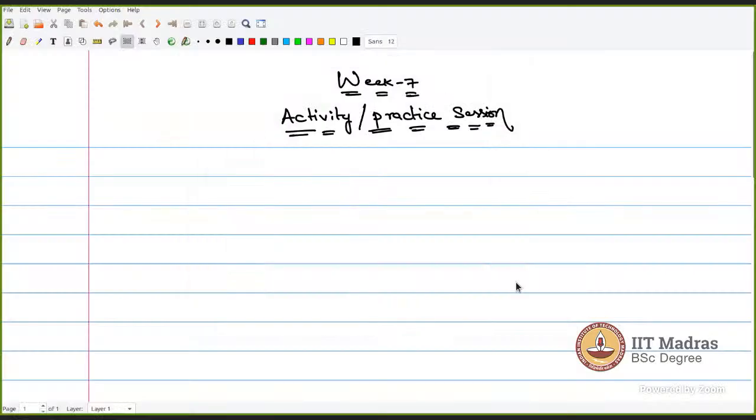Okay. So today we will be discussing week 7, where our new topic in mathematics starts, which is calculus. So weeks 7, 8, 9 are related to the calculus part.